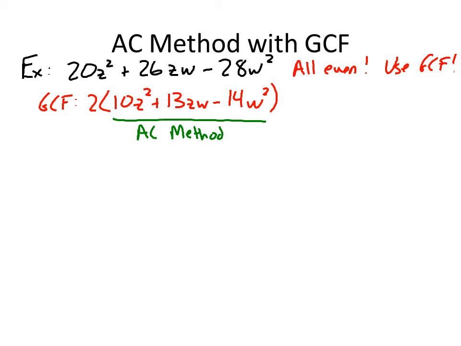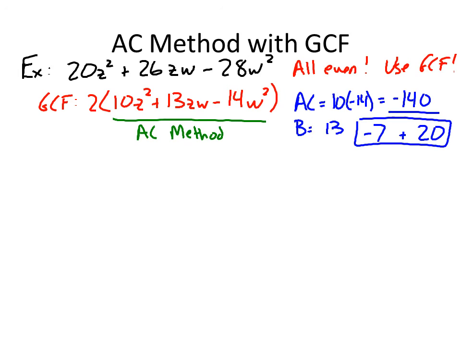I'm just going to do it on the part in the parentheses, and it makes it a little bit easier because now I'm working with smaller numbers, 10 and 14. So we'll go through the AC method again. A times C is 10 times negative 14, which gives me negative 140. I want it to equal 13. 7 times 20 is 140. The only way to get it to equal 13 is if I have a positive 20 and a negative 7. And a negative times a positive does give me a negative, so it comes out to negative 140. Once again, I'm going to switch the 20 and put it closer to the 10.